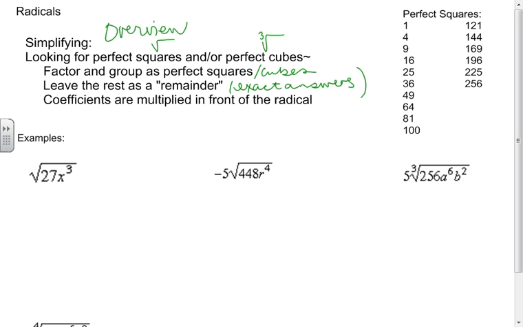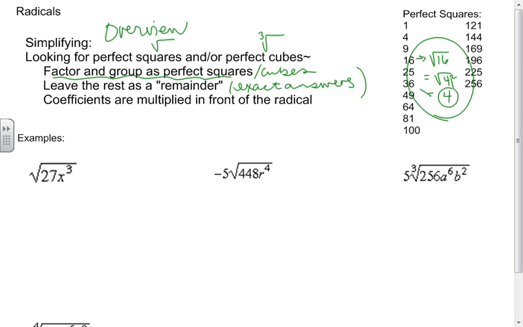And coefficients that come out front are multiplied. So when we think about perfect squares, like 16, if you think about the square root of 16, we can really think about that as the square root of 4 squared, and square rooting and squaring are opposite operations, and so the answer is 4. So when we talk about factoring and grouping as perfect squares, this activity here is what we're going to do.